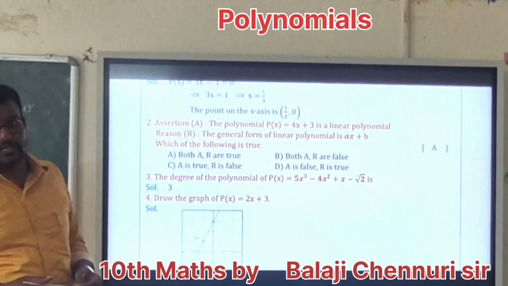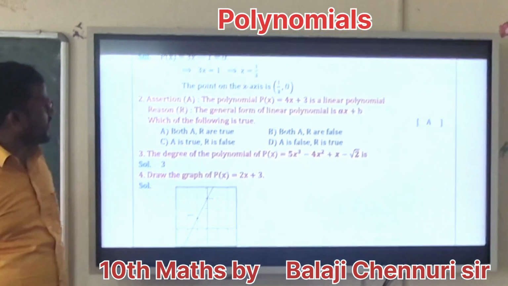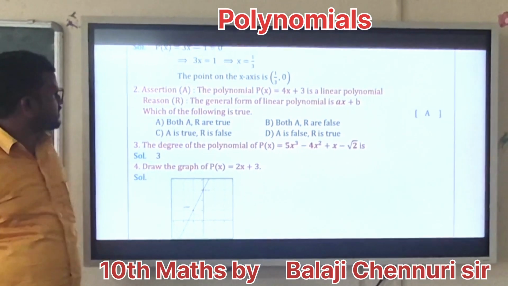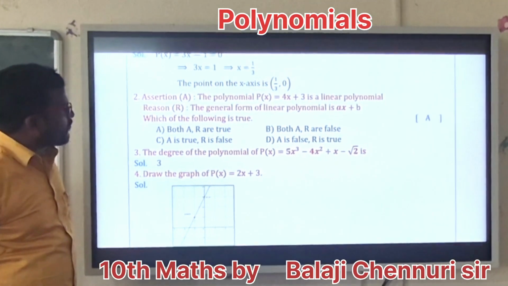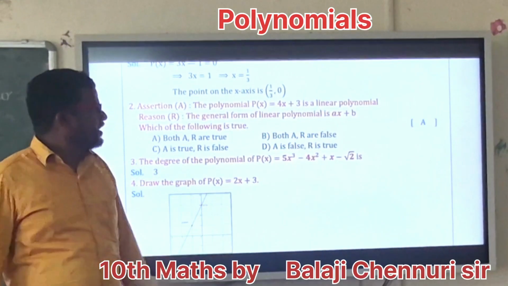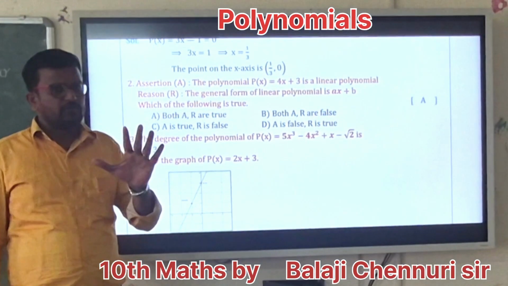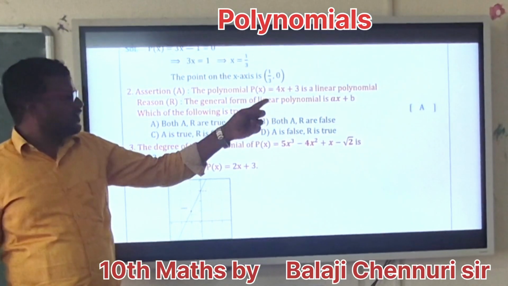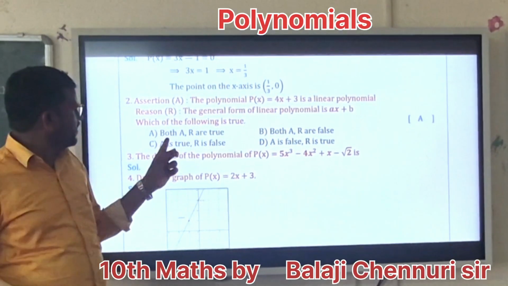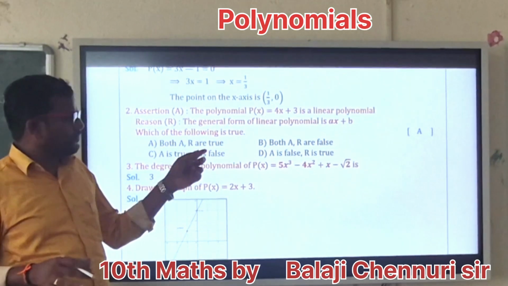Assertion: the polynomial p(x) = 4x + 3 is a linear polynomial. Yes, is it right or not? Yes. Reason: the general form of a linear polynomial is ax + b. Which of the following is true? If you observe, A is a right answer, R is also a right answer. It is the general form. Then both A and R are true.